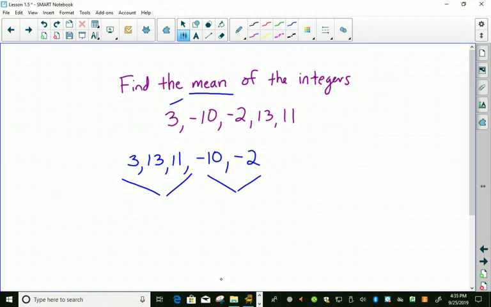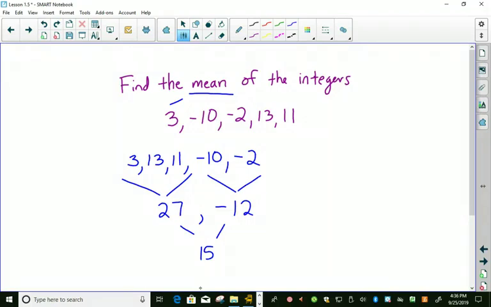So I add 3 plus 13 to get 16. 16 plus 11 is going to give me the 27. All right, and then I have negative 10 plus negative 2. I add them together to get 12, and because it's negative, I get negative 12. So now I just have the 2 values. And now I'm going to add the 27 and the negative 12. They're different, so I take the difference, and the difference is going to be 15. And because the heavier value is positive, my answer there will be positive as well.